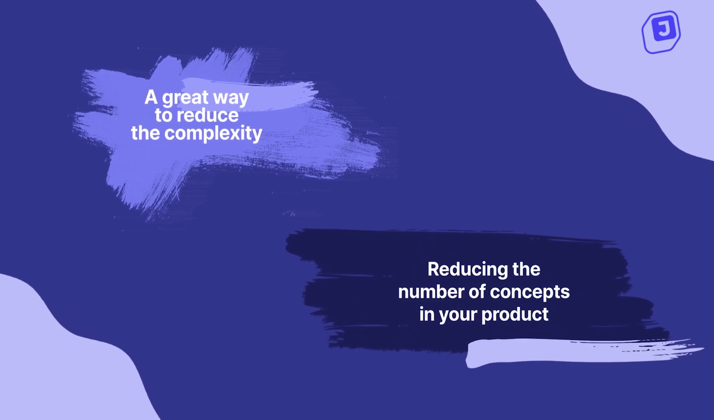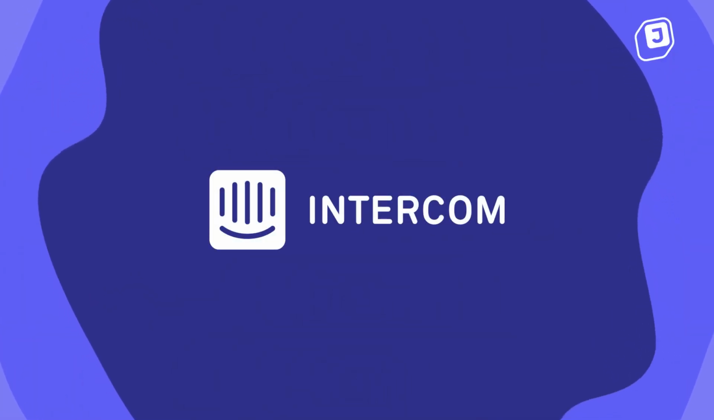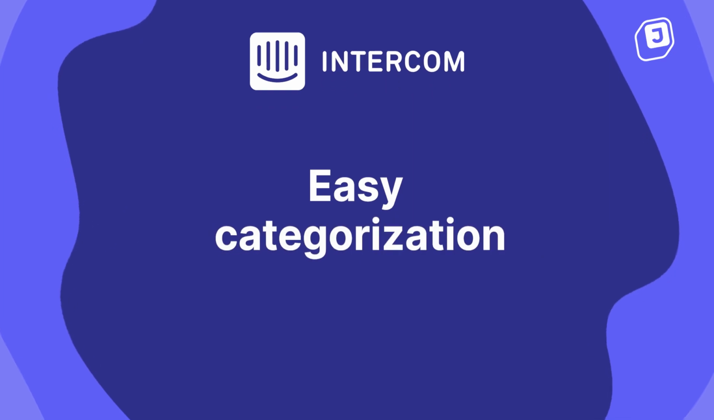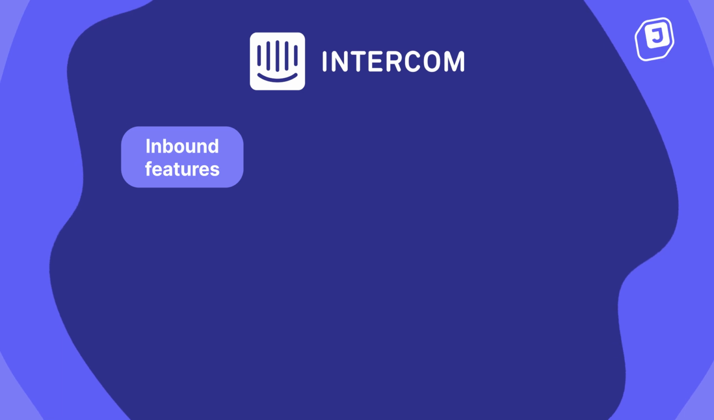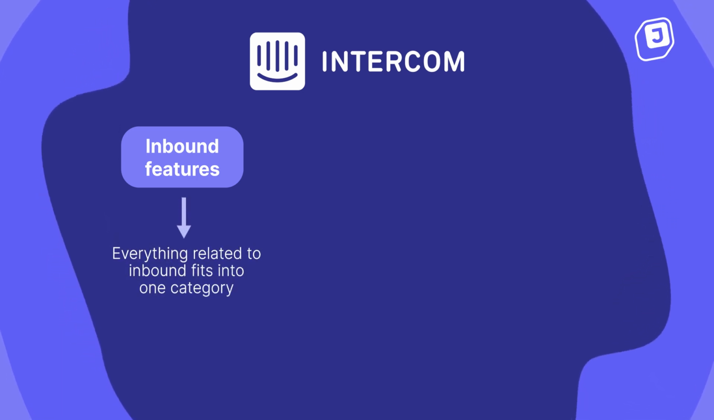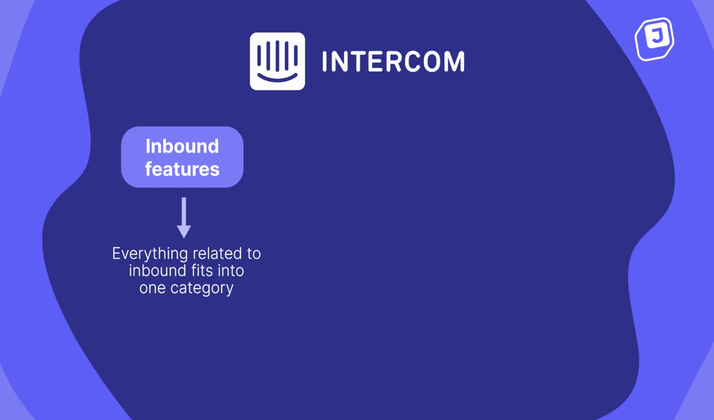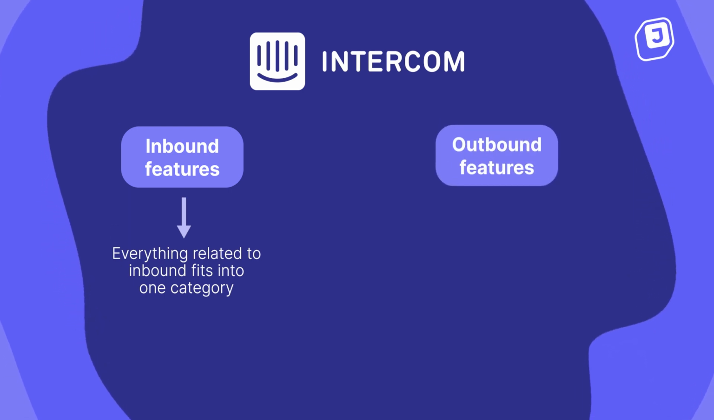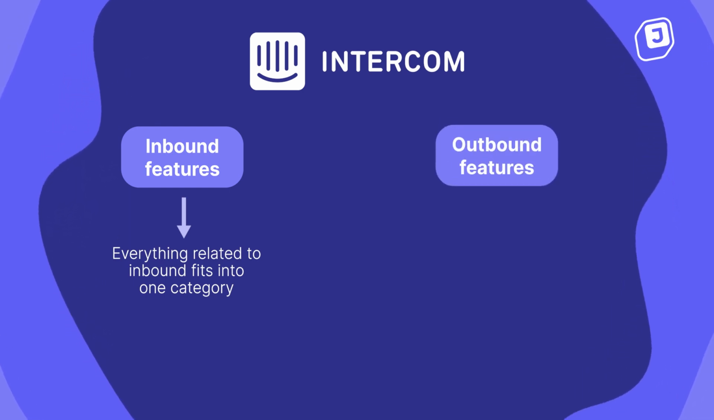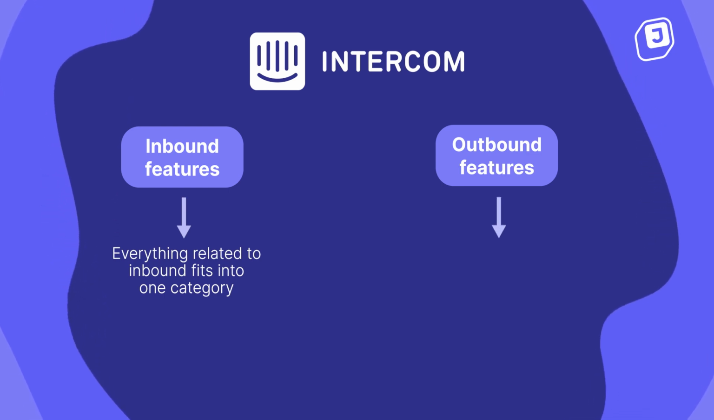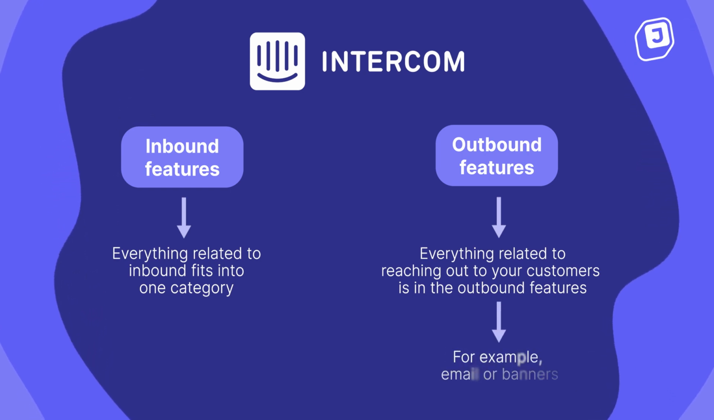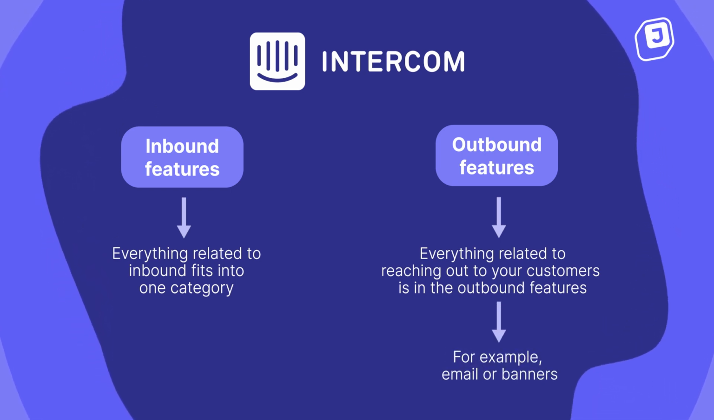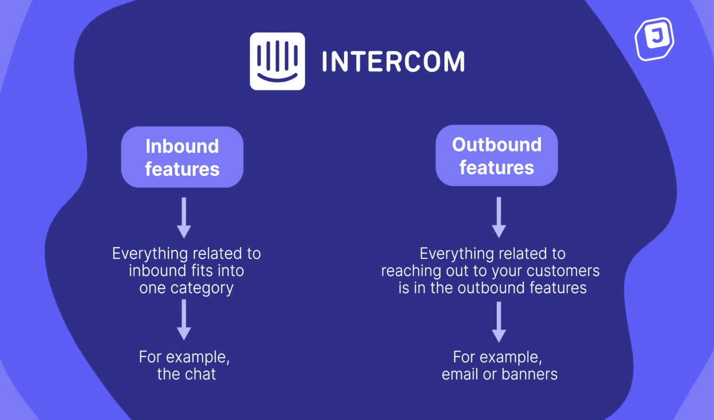So a great example is Intercom. Intercom has lots of features in their product, yet the way they currently categorize them is very easy. On the one hand, you have the inbound features, so everything that you can do which is related to inbound fits into one category on the left sidebar. On the other side, you have the outbound features, so everything which is related to outbound, to reaching out proactively to your customers, is in the outbound features. So for instance, emails or banners are in the outbound, while the chat is in the inbound section.